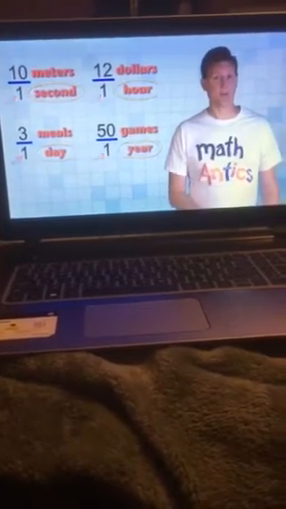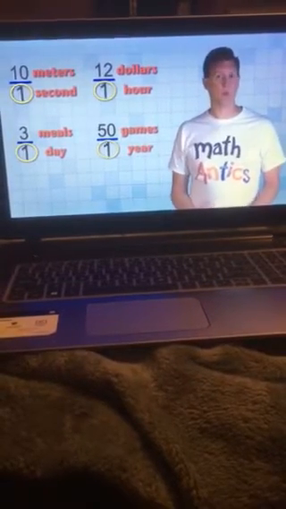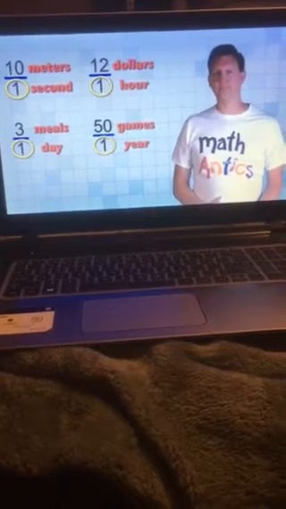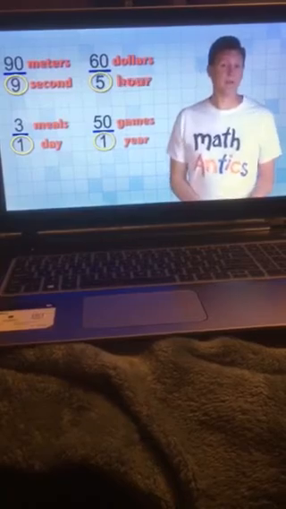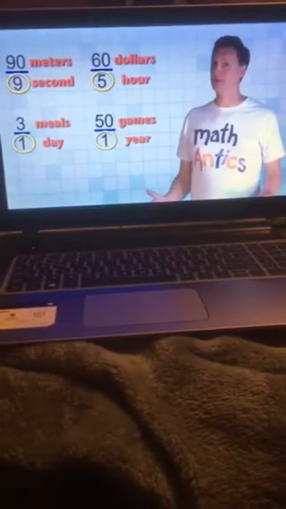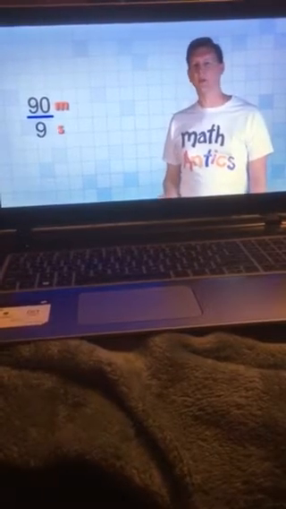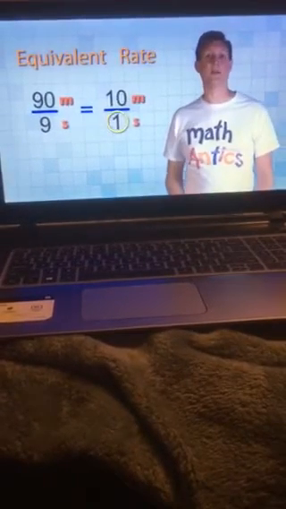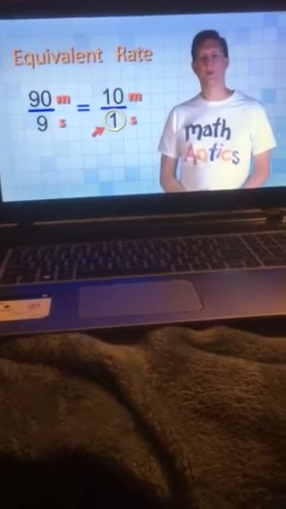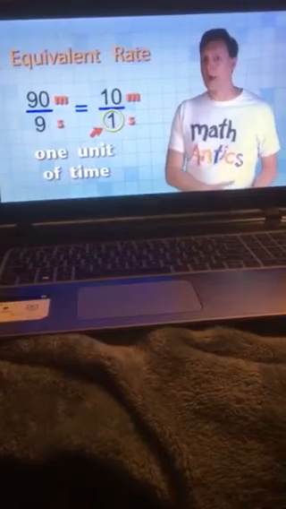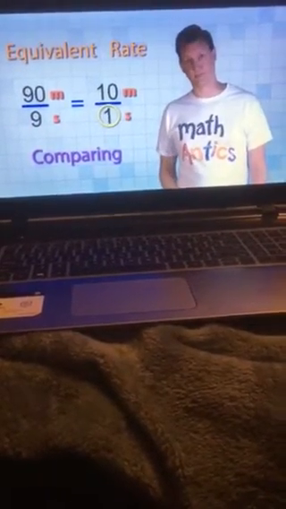Alright, so that's simple enough. But you might be wondering, why are the bottom numbers of all these rates 1? Couldn't you have a rate like 90 meters per 9 seconds? Or $60 per 5 hours? We sure could. But most of the time, when we have rates like that, we want to convert them into an equivalent rate that has 1 as the bottom number. And that's because whenever the bottom number represents only 1 unit of time, like 1 hour or 1 day, it makes comparing different rates much easier.